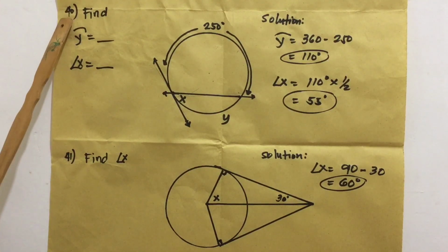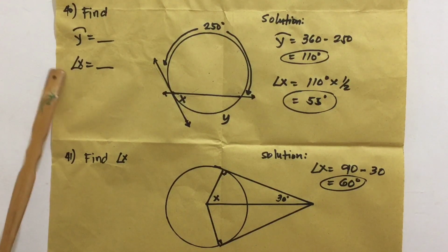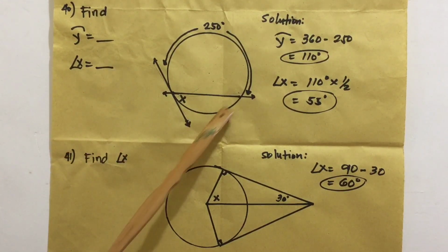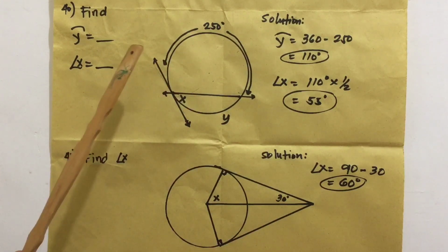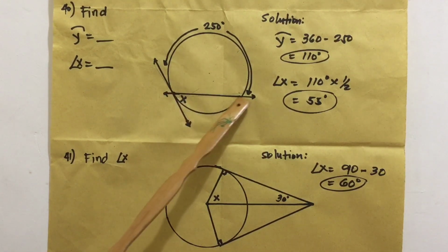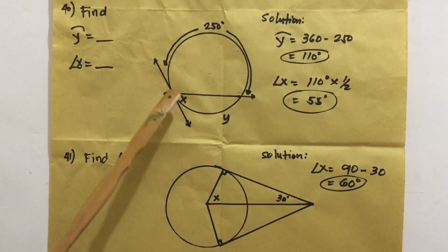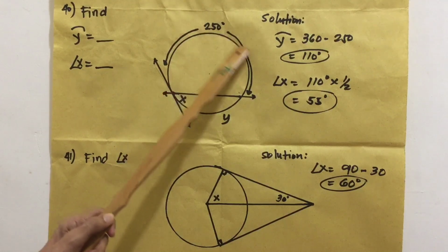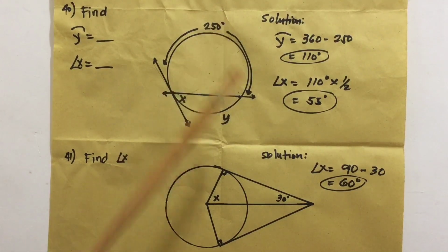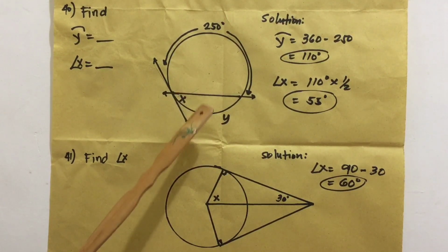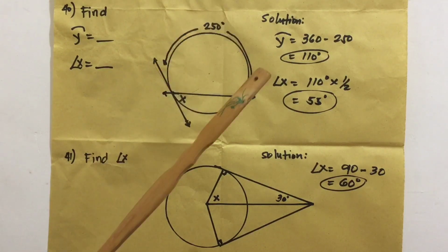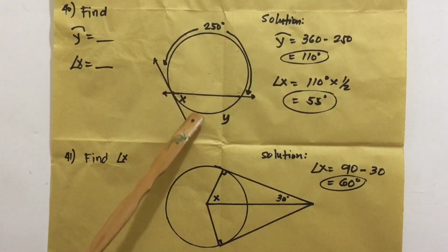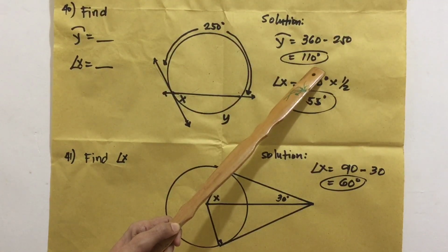Next, number 40 problem, find arc Y and angle X. So to answer these questions, of course, we're going to analyze the given circle and the tangent and also the secant. So from here, we have 250 degrees. Then our basis is 360 degrees minus 250. So this arc now is 110 degrees.